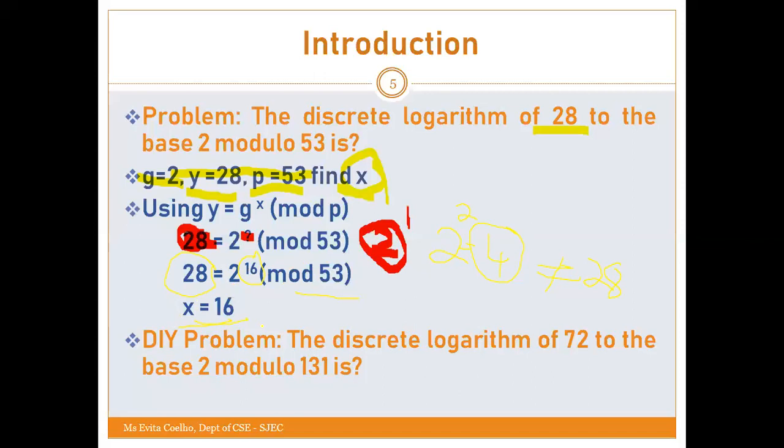So this is how you can find a discrete logarithm value x, given the values of the base or generator, and the modulo value, that's the value of p. In a similar fashion, I want you to solve the next problem: find the discrete logarithm of 72 to the base 2 modulo 131. Before you proceed further, stop here, apply the same modular exponentiation formula, substitute the values, and continue to the next slide.